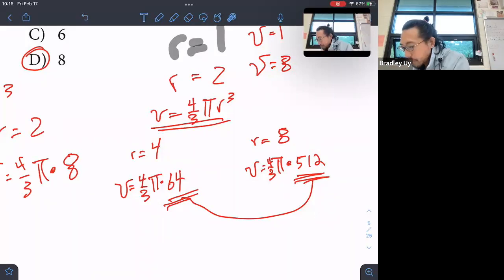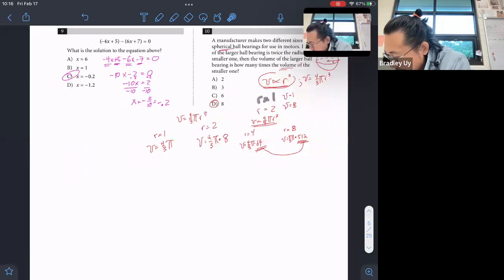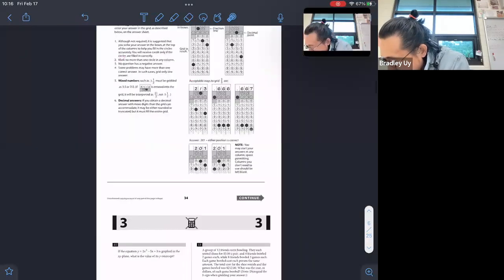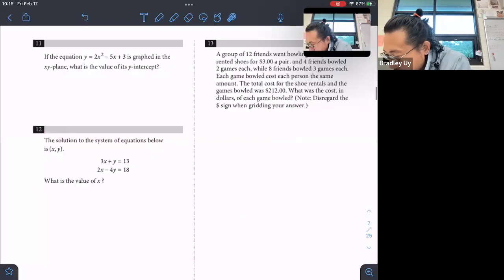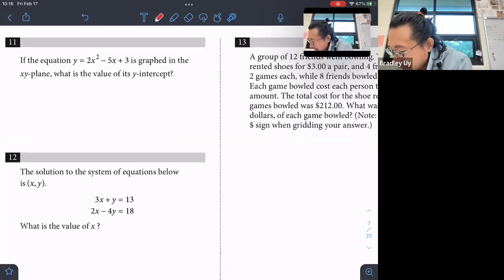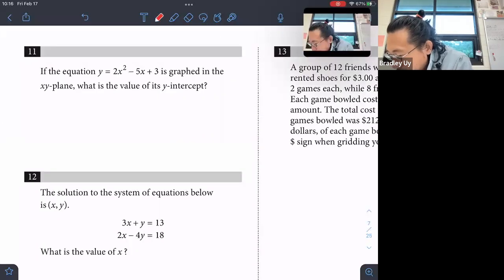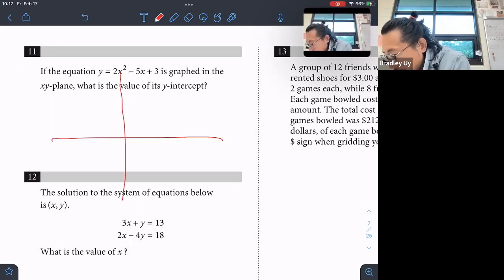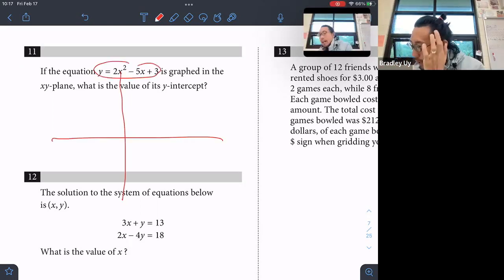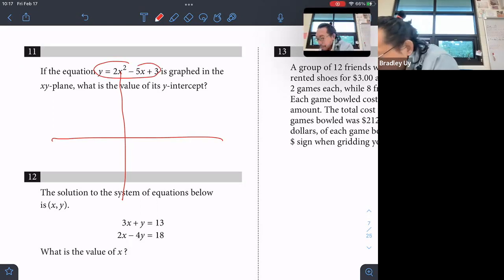Okay, moving on. These are the open-ended questions. Okay, this is a fun question. If the equation y equals 2x squared minus 5x plus 3 is graphed in the xy plane, what is the value of its y-intercept? You don't actually have to graph this. Okay, and that's the point. But its graph will be a parabola since it is quadratic, if you wanted to know.